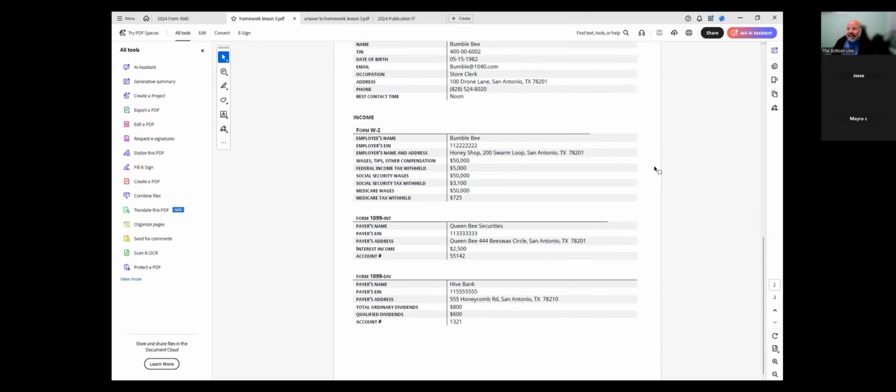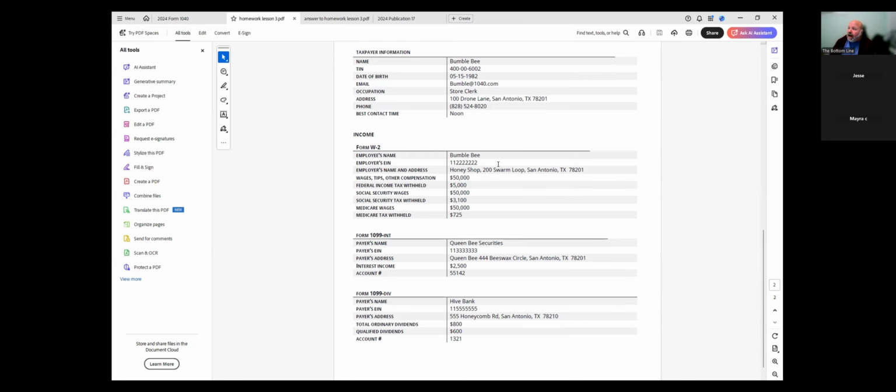For a business, it's an EIN. And when you look down here at the employer's EIN on the W-2, again, that's the tax identification number for businesses. So a business will have an EIN.